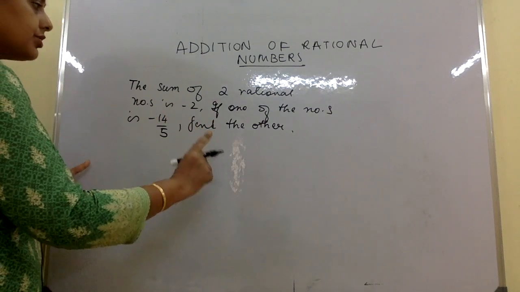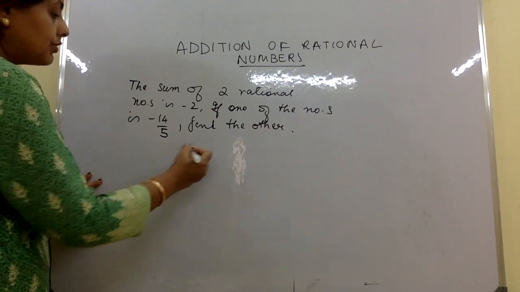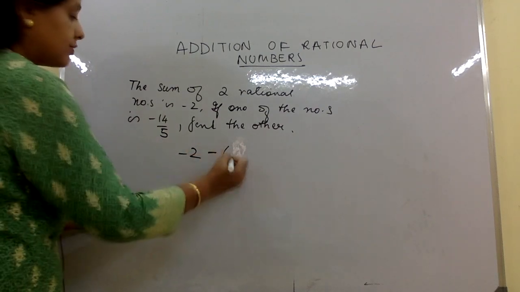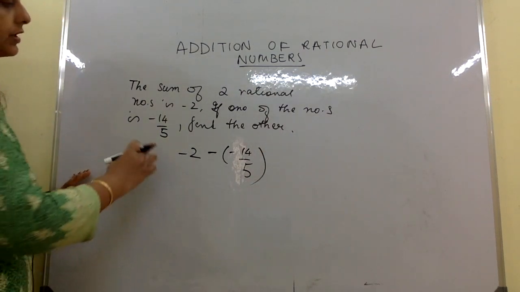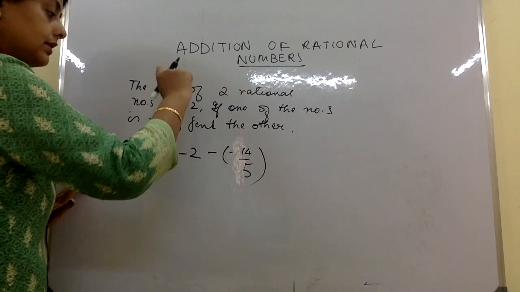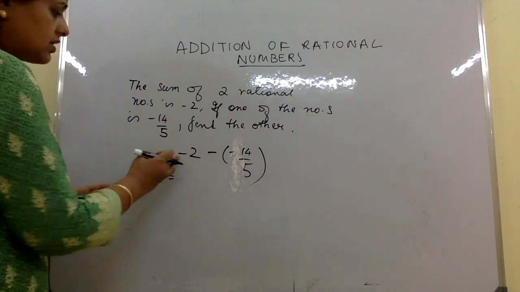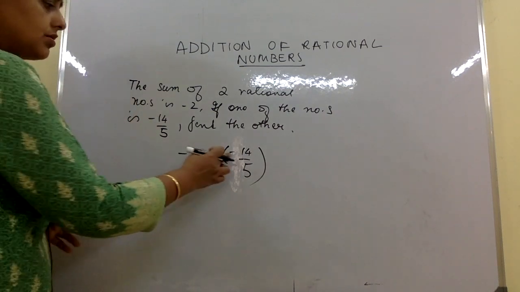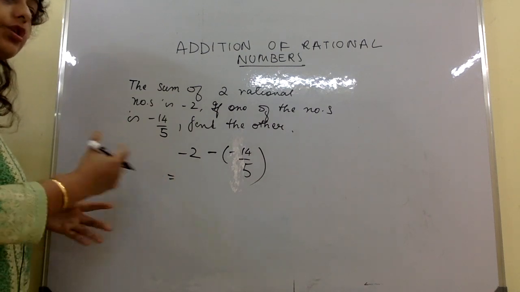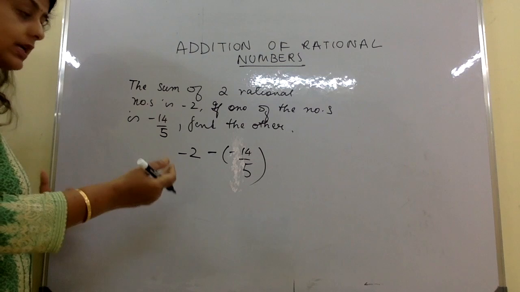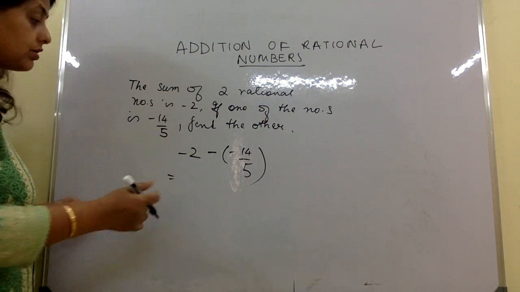Sum of two rational numbers is minus 2. One of them is this. So from the sum, I am going to subtract. This minus sign is for subtracting. Minus 14 by 5. One of the numbers is this, find the other. Sum of this and the other number will make minus 2. So you don't have to bother if this is big, that is small; it already has a minus. In rational numbers you are working with negative signs, so you can always have a negative sign as the sum. Nothing to be surprised.